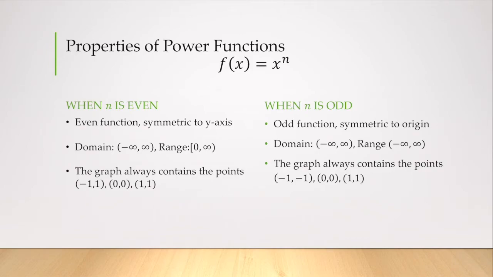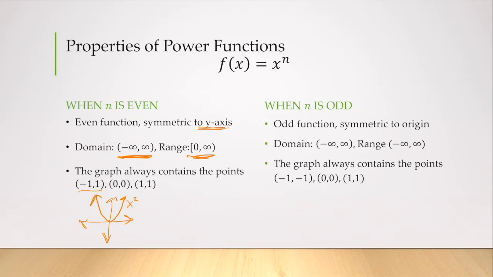So here are some properties of power functions. If my degree is even, my function is symmetric to the y-axis, my domain is all real numbers, and my range goes from 0 to infinity. My graph will always contain the points negative 1, 1, when x is 0, y is 0, and when x is 1, y is 1. Think about this as kind of our most basic quadratic.